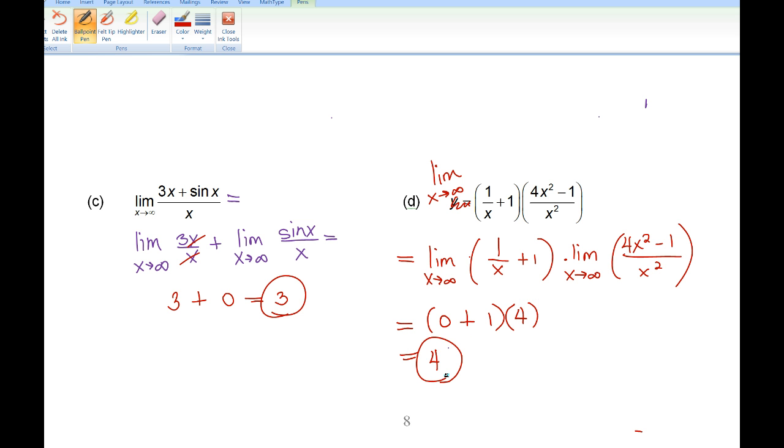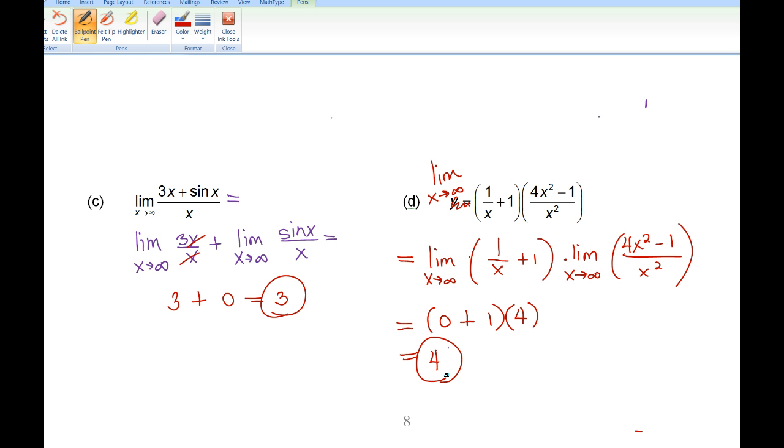Wait, why is the 1 over x plus 1? Oh, because of the infinity. Yeah, the infinity. Questions? So this is approaching 4 for this second parentheses. The degree of the numerator and denominator were the same, so you just do 4 over 1. And then minus 1. The minus 1 goes away. Can you explain the first parentheses?